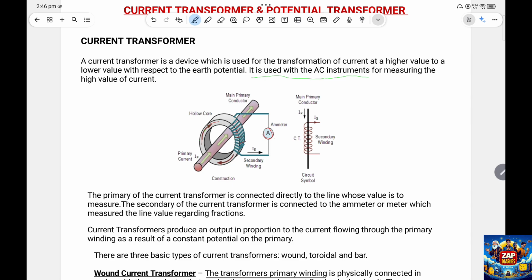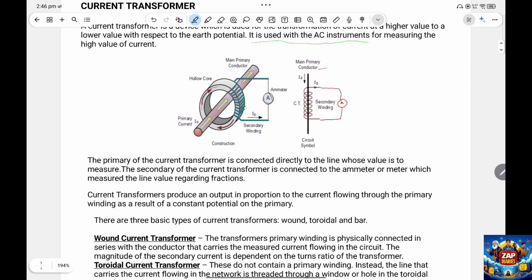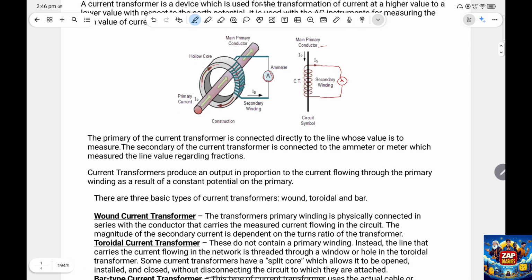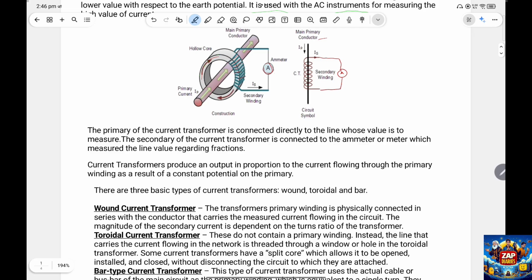And you see I have the symbolic structure over here. There's the main primary conductor, this one, and a winding is wrapped around the primary conductor, which is the secondary one, and it is further paired with an ammeter to complete the circuit and measure the current through the primary conductor. So this is basically what a CT looks like, and here I have the points.